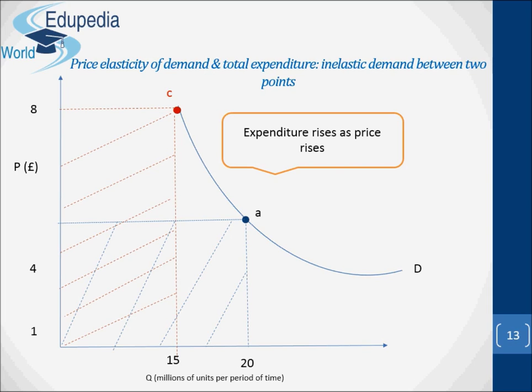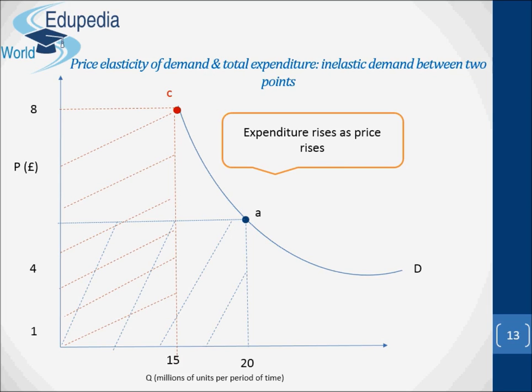This is illustrated in this figure. Demand is inelastic between points A and C. A rise in price from €4 to €8 causes a proportionately smaller fall in quantity demanded, from 20 million to 15 million. Total expenditure rises from 80 million euros to 120 million euros, the pink area. In this case, firms' revenue will increase if there is a rise in price and fall if there is a fall in price.